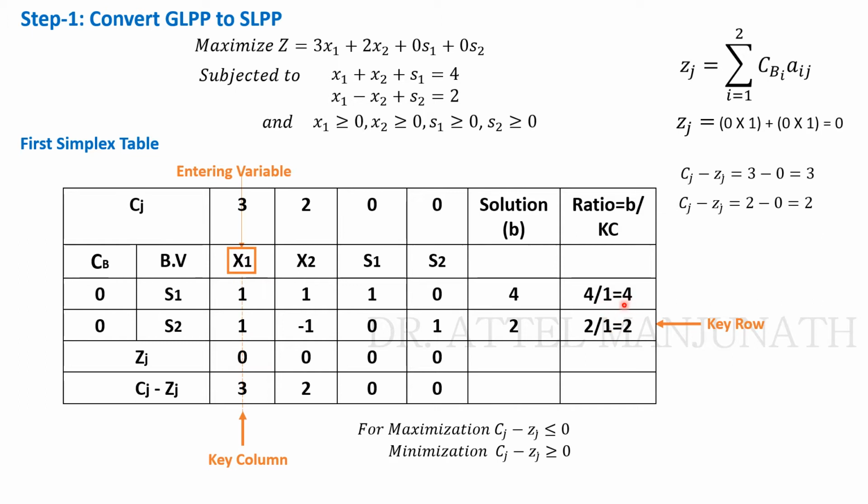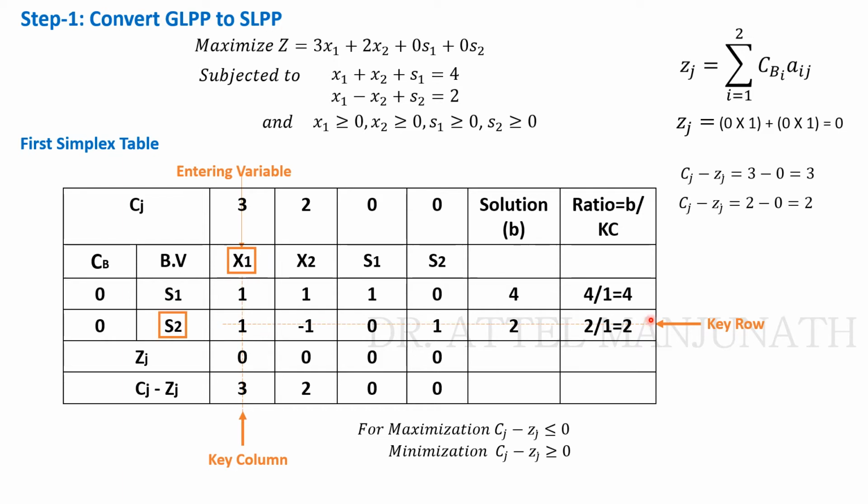Once after calculating the ratio here, you need to identify the key row by selecting the least element among the ratio values. So here 4 and 2. Out of 4 and 2, the lowest value is 2.